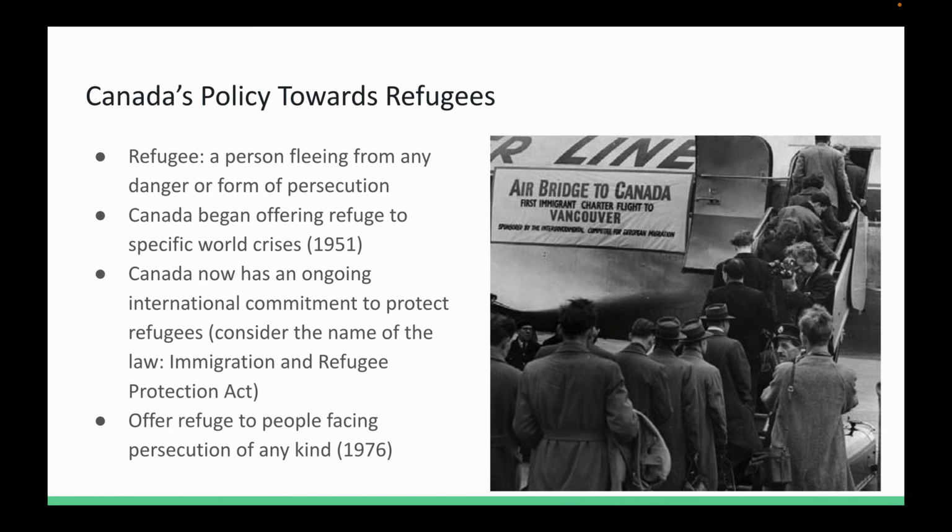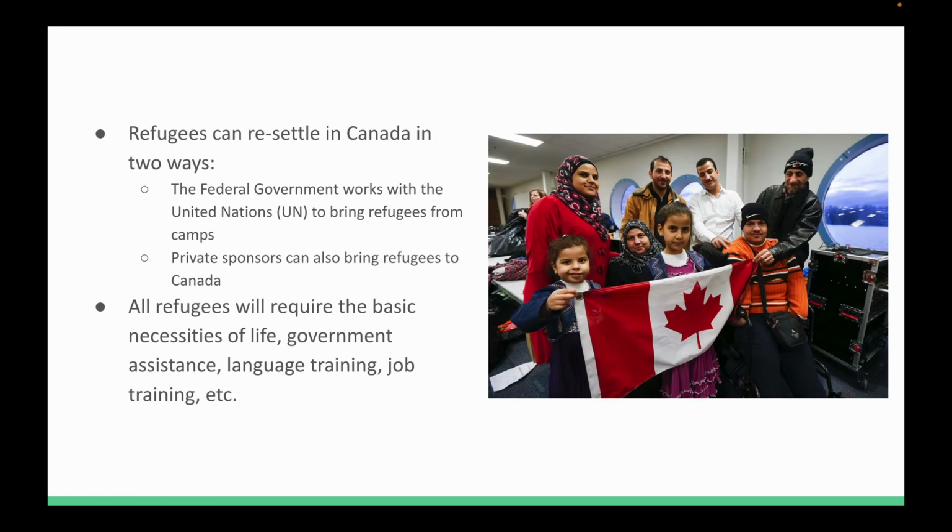And we can settle refugees in two ways here in Canada. First, through the work of the UN, and working with the UN, we can bring in refugees to Canada from various refugee camps that exist in the world, or we can take a look at private sponsors who are able to bring in refugees to Canada.